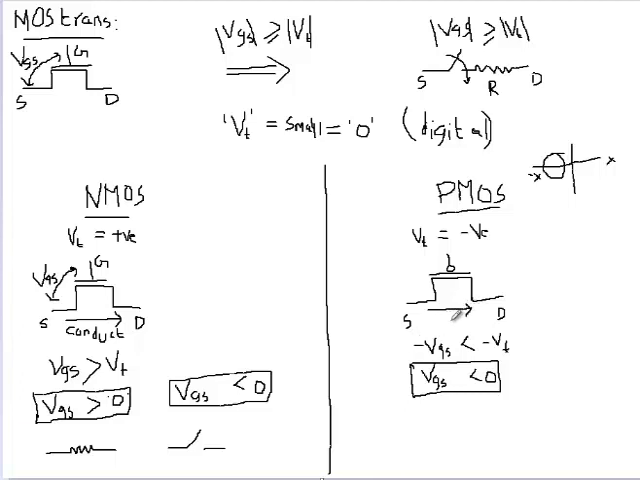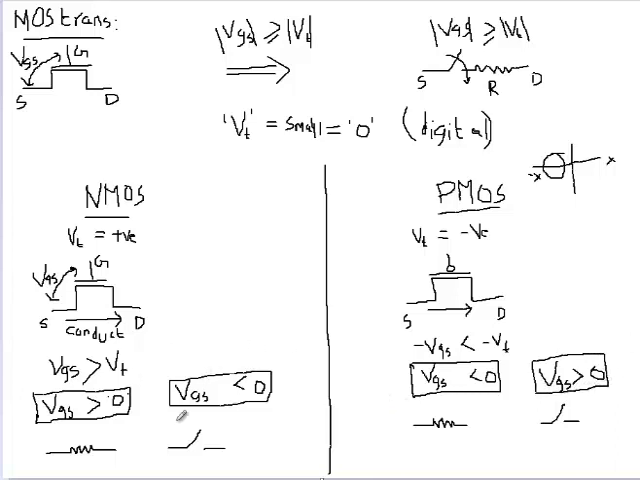I won't write the word conduct over here because it takes too much time. So when VGS is less than 0, your PMOS will get closed and it will act as a resistor. And when your VGS is greater than 0, it acts as an open switch. Let me draw a box over here.